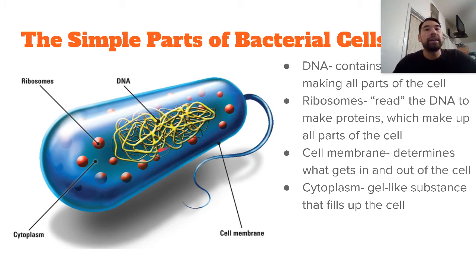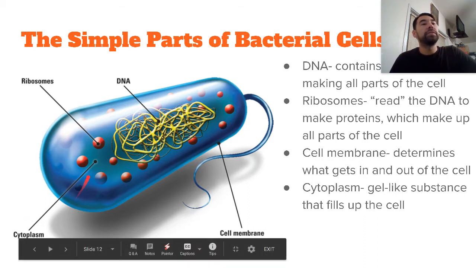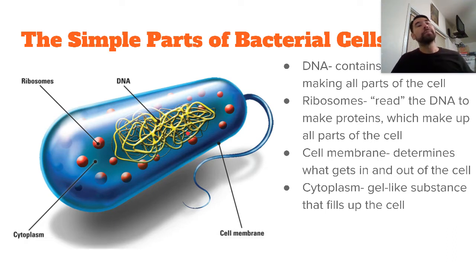We can see there's DNA, and DNA is basically a molecule that contains instructions for making any part of a cell or any process in a cell that needs to happen. The instructions are there, and it's really just floating here in the cytoplasm, which fills up the cell. Now, it's important to remember that this is floating around in the bacteria because when we compare it to animal cells, you'll see that there's a difference.